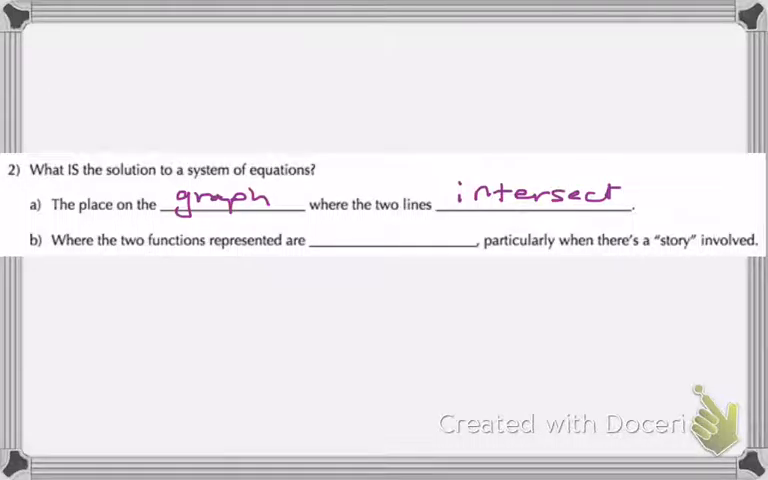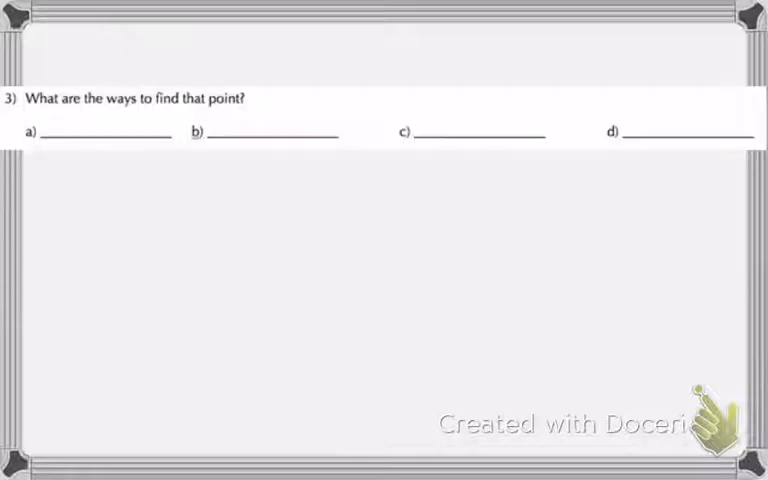And if we are solving it algebraically, it's where the two functions represented are equal to each other, particularly when there's a story involved and we're trying to say, for example, on what day would Miguel and Matt both have the same amount of money? We're looking for the day and the amount of money that they would have on that day.